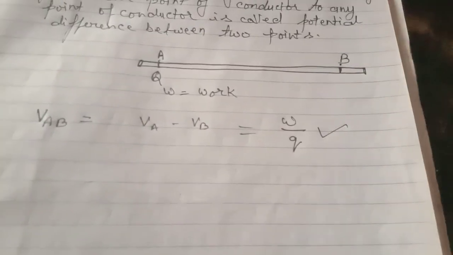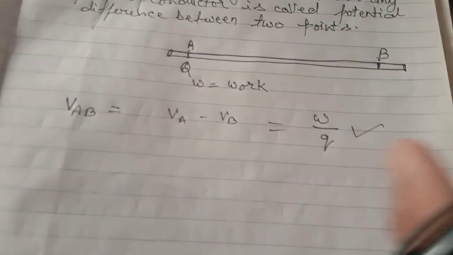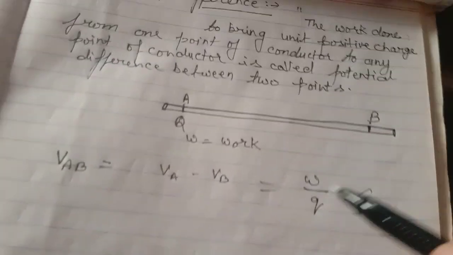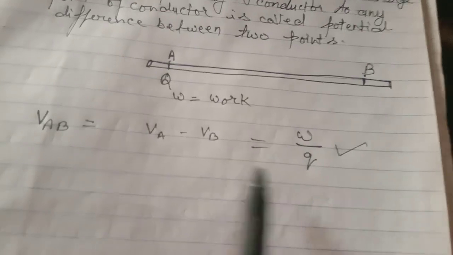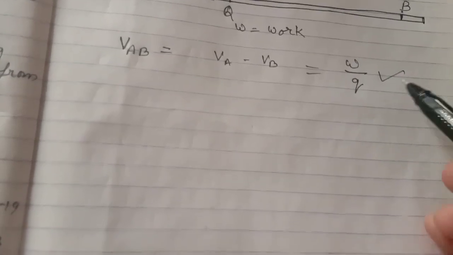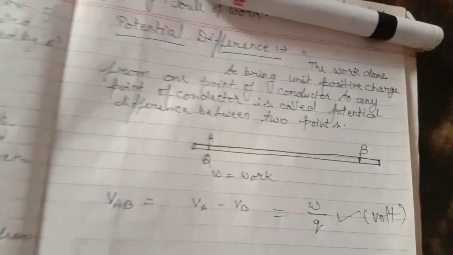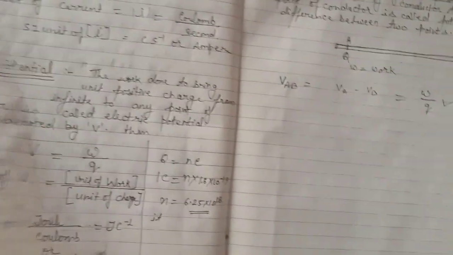The formula is W upon Q. For class 10th, this is quite sufficient. It is not necessary to explain it more. This is W, the work done from A to B, then VAB, that is VA minus VB. So this is the potential difference, and its SI unit is also volt. Here I am writing volt. Next. So students, I think you should understand.